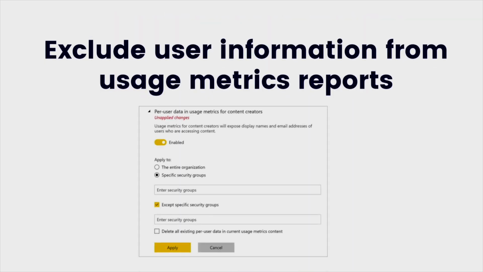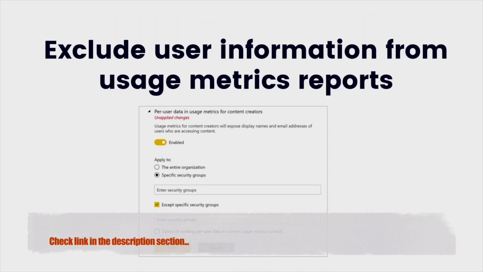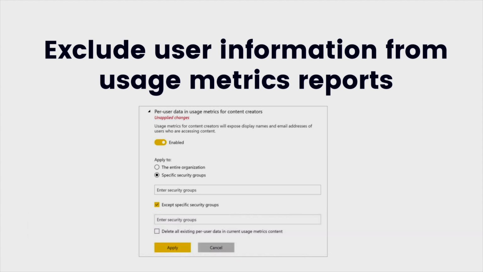The next part is exclude user information from usage metrics report. This is again the same part of that previous video and you can see on this screenshot as well, you can put the users' email addresses in the except specific security groups so that you can exclude them from this metrics. Otherwise, if you don't know about this, you can again go back to my previous video and watch that and then you will get to know.